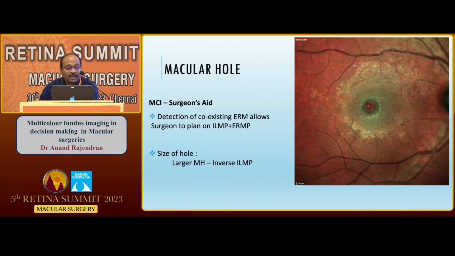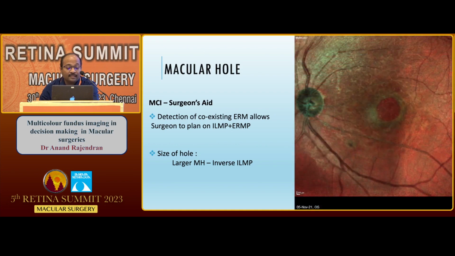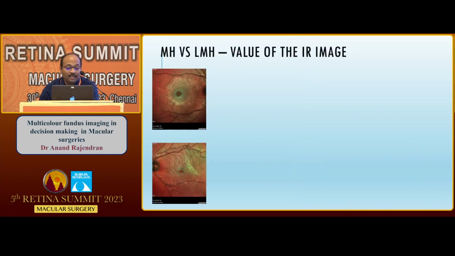In the macular hole, the MCI helps the surgeon decide. You can pick out those ERMs, and you can decide that you need to do ERM peeling in cases like this. And especially if the hole size is large, as in a case like this, you probably need to resort to inverted ILM peeling. Now, we've been talking about blue and green images.